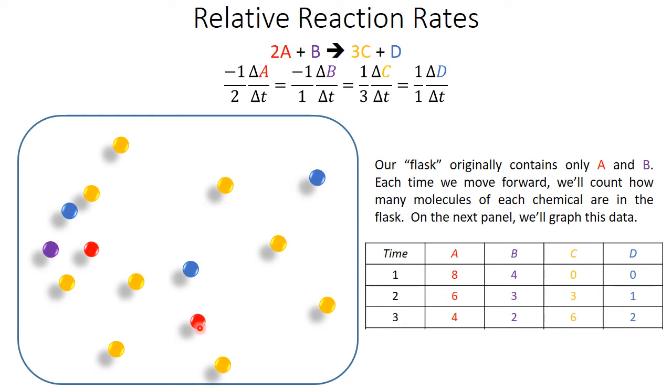2 more of our A molecules are consumed and 1 of our B. We've produced 3 more C molecules and 1 more D. So now, at this last time point, we have 2 molecules of A, 1 of B, 9 of C, and 3 of D. And all of this is just based on our stoichiometry. Let's graph this.